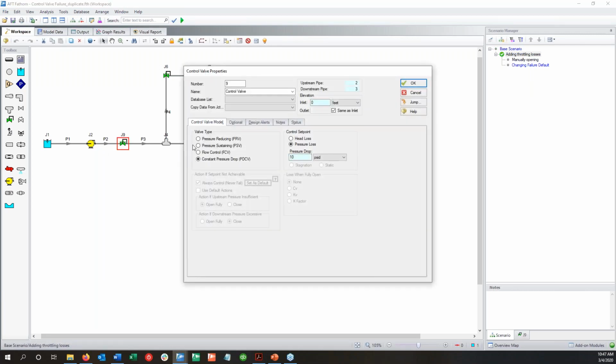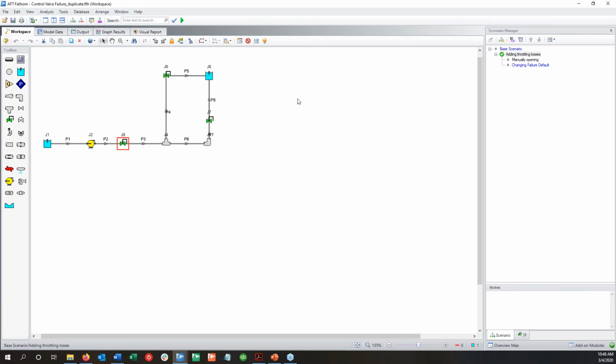So again, this pressure drop could be caused by a number of things. Maybe you measured it and you saw, oh, from this pipe to this pipe, we see a 10 PSI drop. We don't know why that drop is, but we know that it exists. We can account for that in our model. That's a good use of our constant pressure drop control valve. And so in this case, we're going to drop it by 10 PSI, and we're going to see what happens to our system.